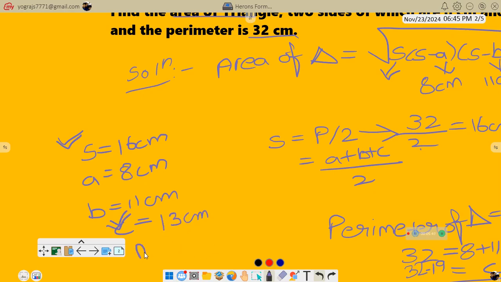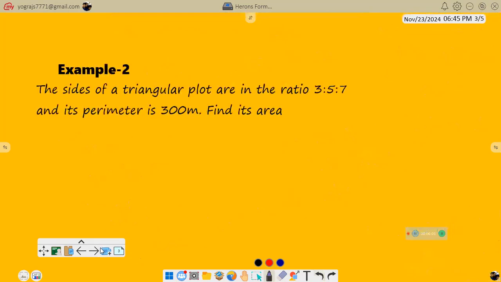and now the area of the triangle itself, with respect to Heron's formula, is 8 root 30 centimeter square. I hope you understood it. Let's come on to the next question.